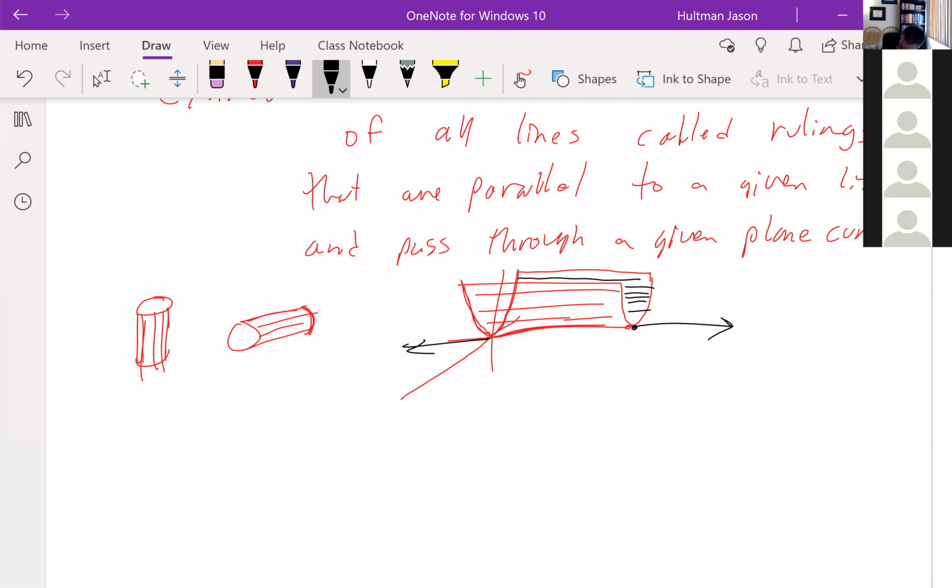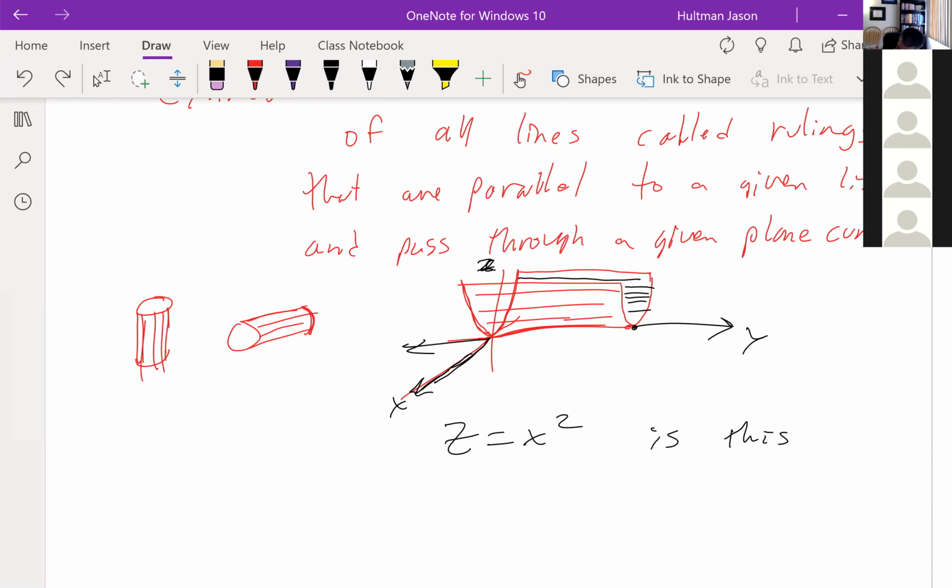Okay, so let's look at this cylinder here. Let's say that z is equal to x squared. Z is equal to x squared is this cylinder. Why is it this cylinder? Because we have x, y, and z, right? X, y, and z. Here's z here, right?